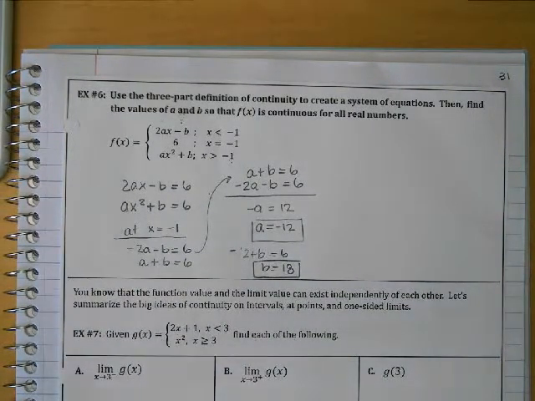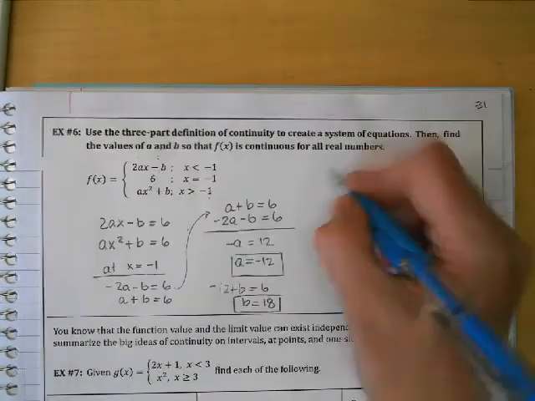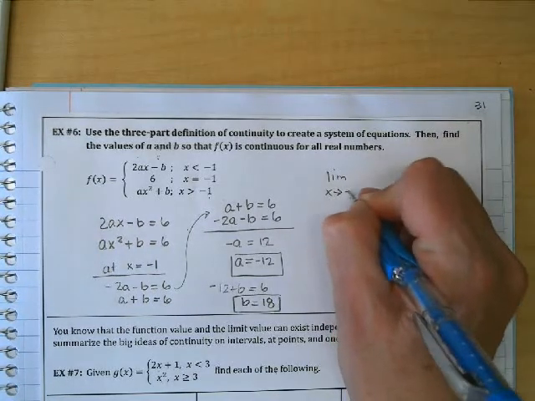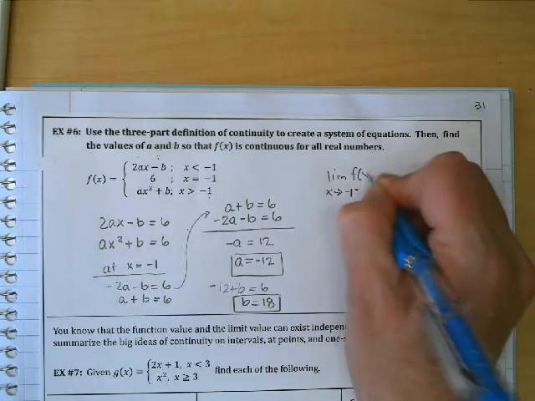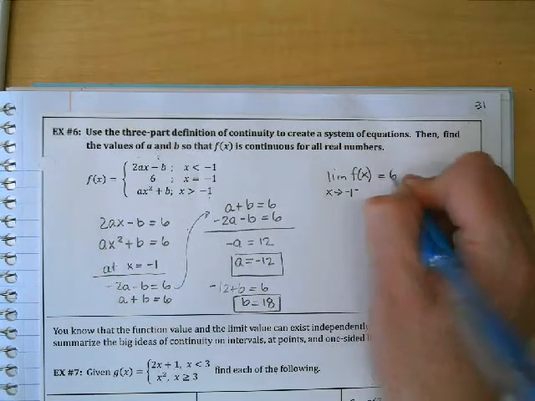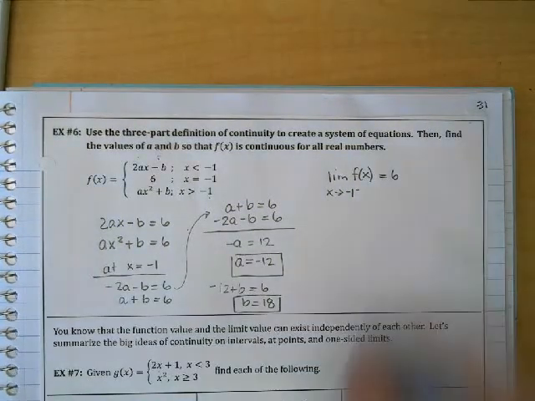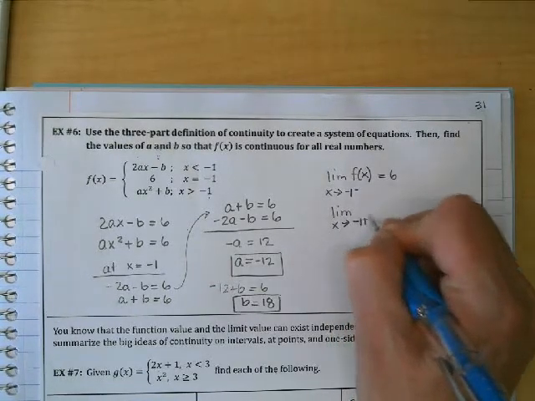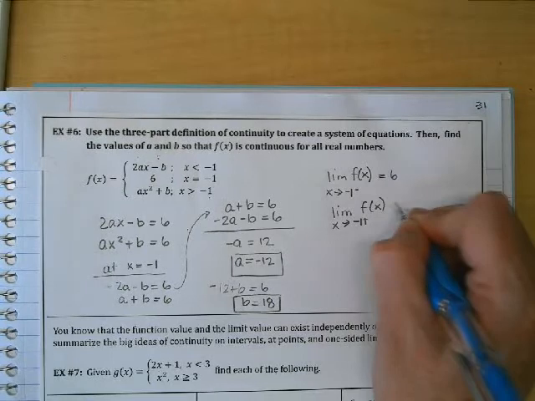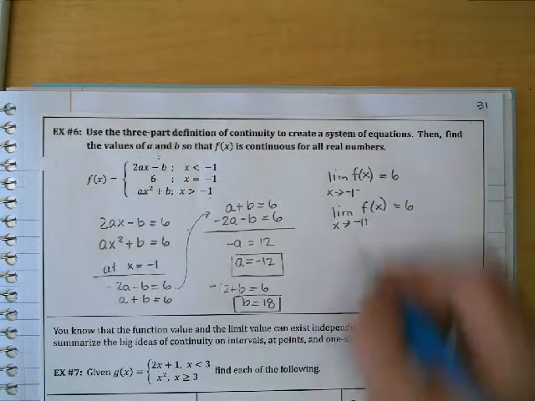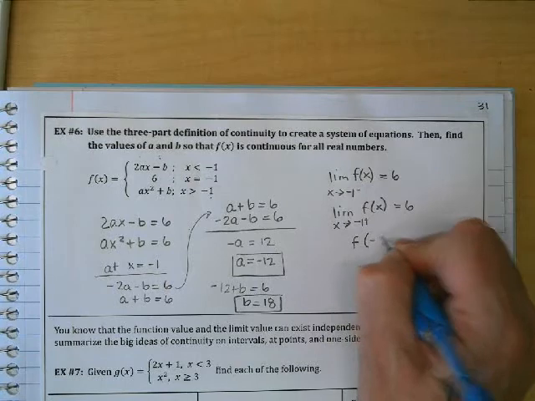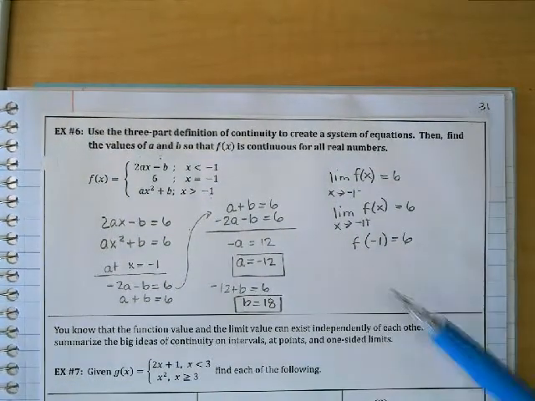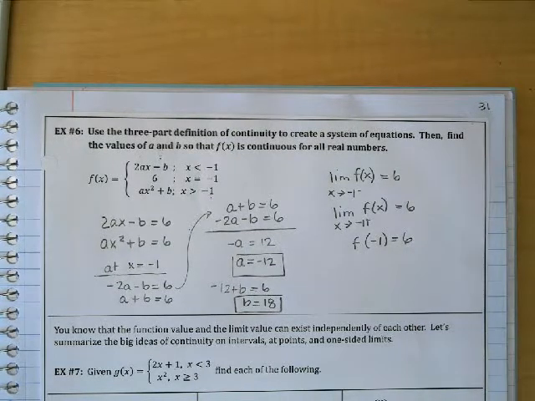I got to use that definition there. So I'm going to say, the limit as x approaches -1 from the left of f of x is equal to 6. The limit as x approaches -1 from the right of f of x is equal to 6. And f of -1 equals 6. So therefore, we know that this is continuous.